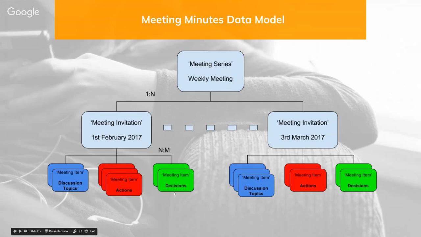This is a many-to-many relationship because any discussion topics which are recurring will automatically carry over to the next meeting in the series. Any action items which are open will also carry over to the next meeting in the series. So that's enough of the model.